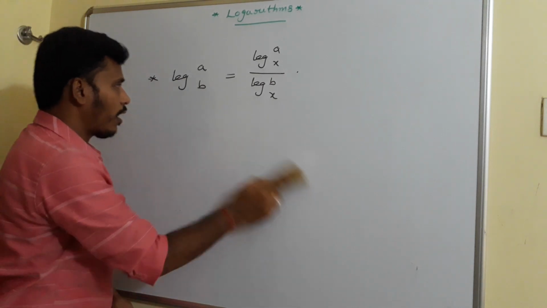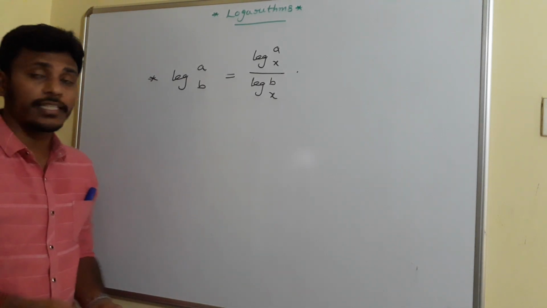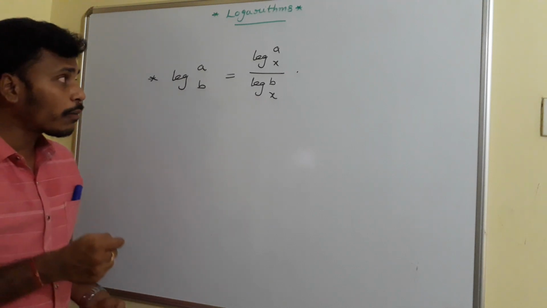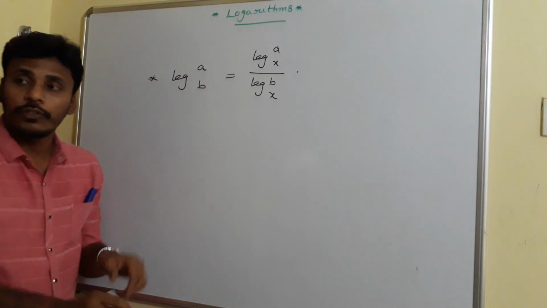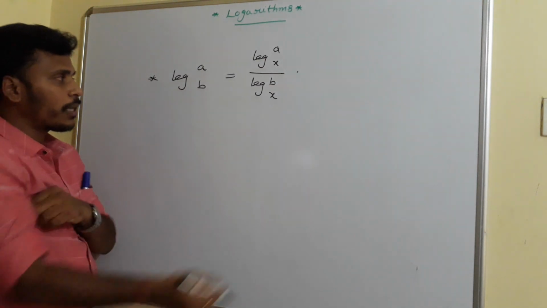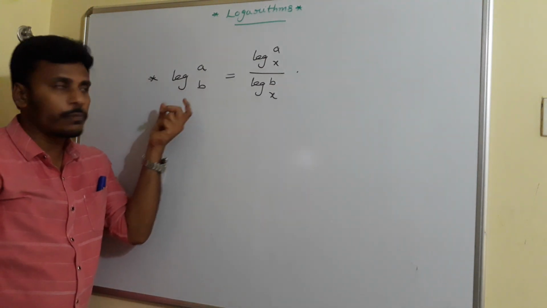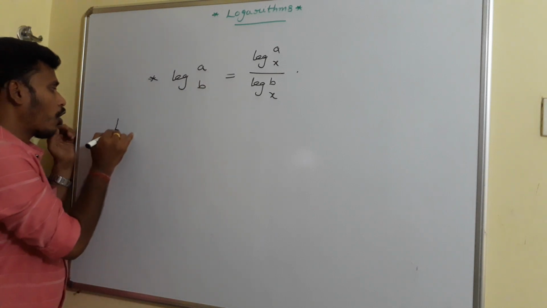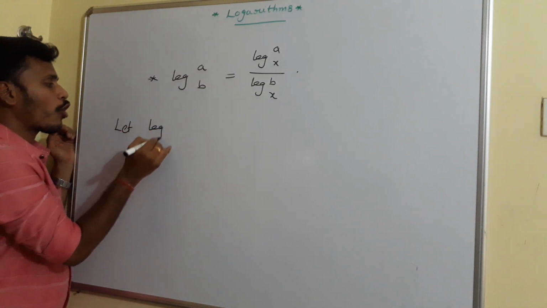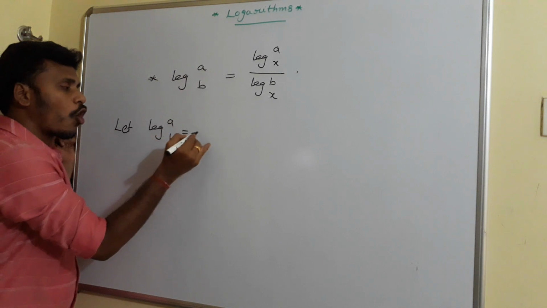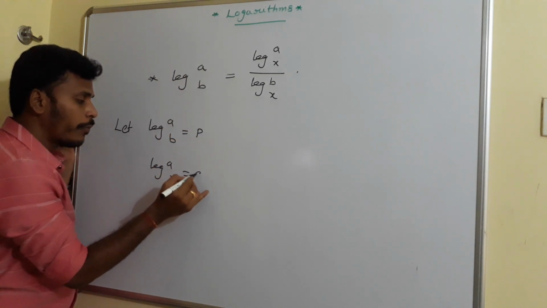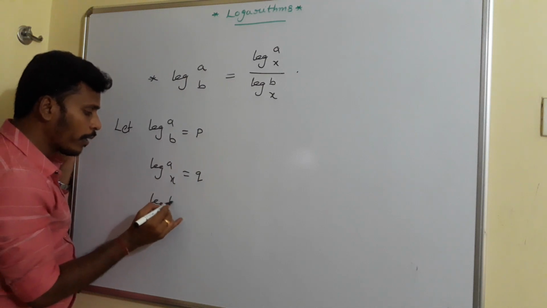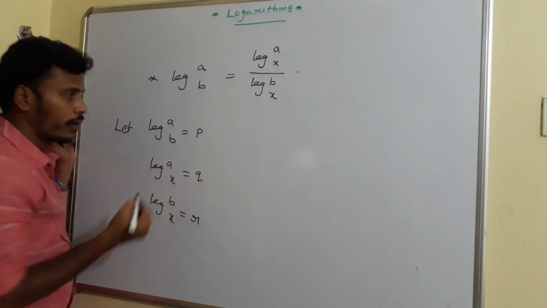Now, to prove that law, logarithm of a base b is equal to logarithm of a base x divided by logarithm of b base x. Again, if you observe, three logarithms are involved in the problem. One is log a base b, one is log a base x, one is log b base x. To get the support of exponents, you just let log a base b be p, log a base x be q, and log b base x be r.